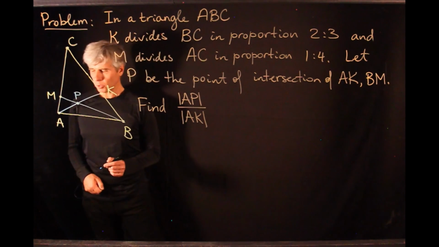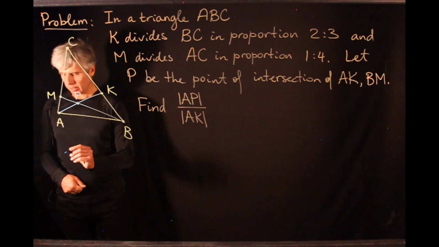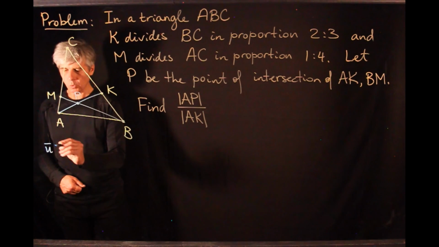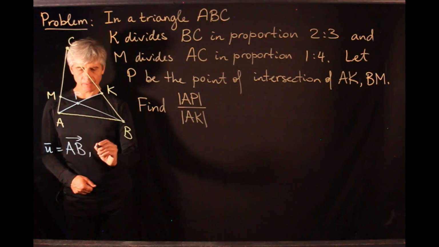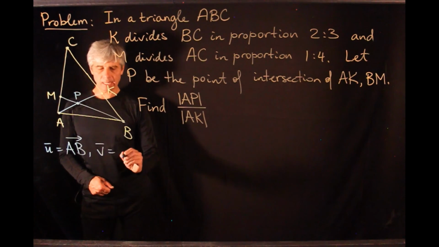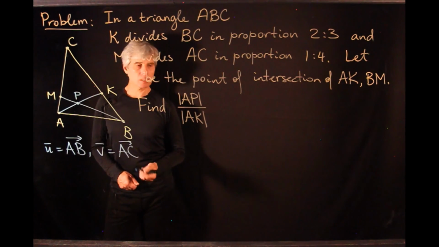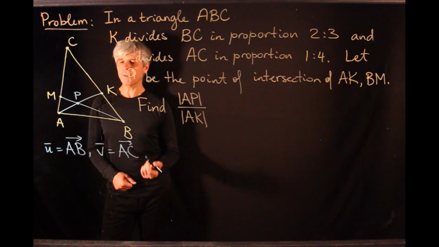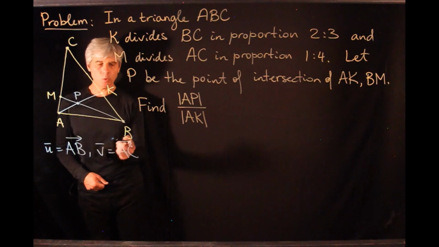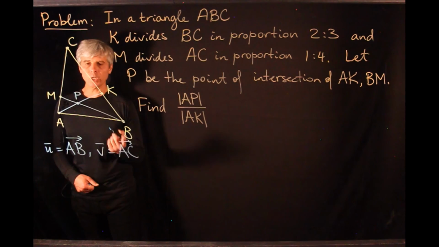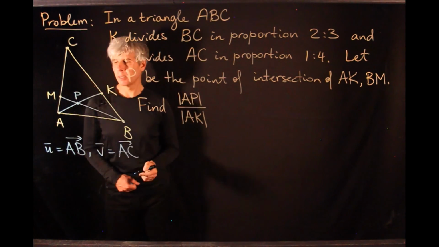Now, in order to solve this problem, we are going to introduce a basis. And as a basis, we choose vectors U, which is AB, and a vector V, which is AC. The next step is we want to express all interesting vectors in terms of our basis vectors, in terms of U and V. And which vectors are interesting here? This will be AK and BM.